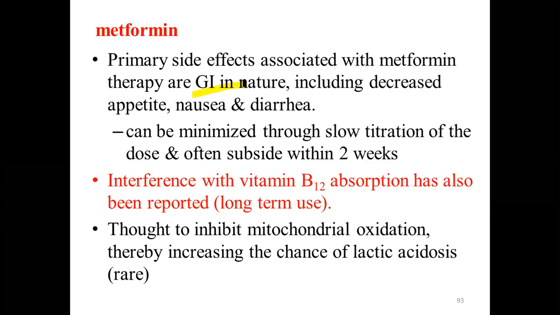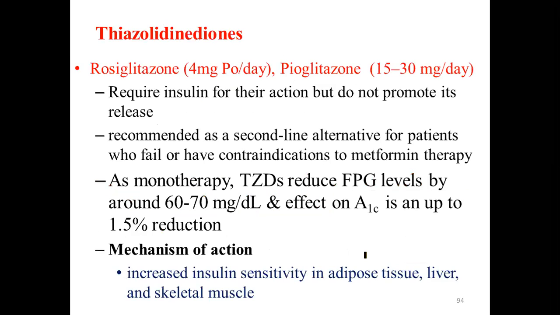Apart from that, with long-term use of metformin, the probability of having vitamin B12 deficiency is very high, and ultimately the patient will end up having macrocytic anemia as a result of vitamin B12 deficiency. This is just because of interference with the absorption. As I mentioned before, because of its ability to inhibit mitochondrial oxidation, there is a chance of developing lactic acid accumulation. So this is all about metformin.